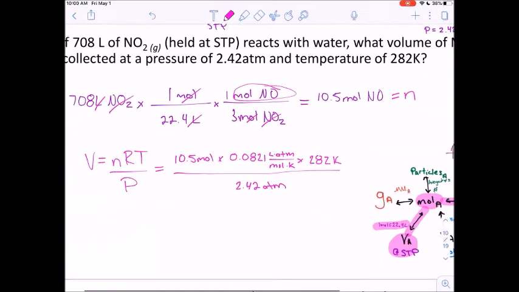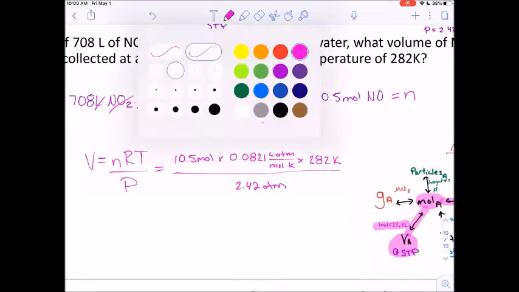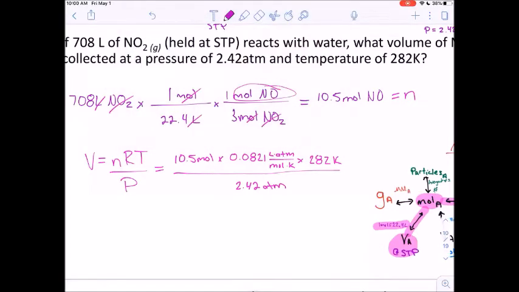I have 10.5 moles times my R value times 282 Kelvin. Divide that by 2.42 atmospheres. I'm going to double check my unit cancellation here. My moles cancels with moles, atmospheres with atmospheres, Kelvin with Kelvin. I will be left in liters, which is the unit that I'm looking for. So when I solve, my volume ends up being 100.5 liters, which when you round with significant digits comes out to 101 liters. And this is liters of NO. So this is my final answer here.